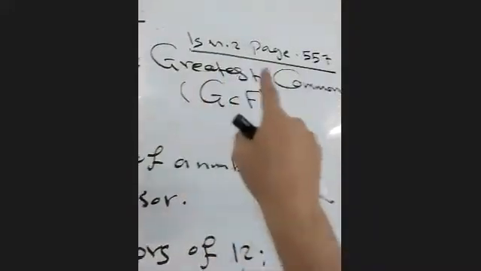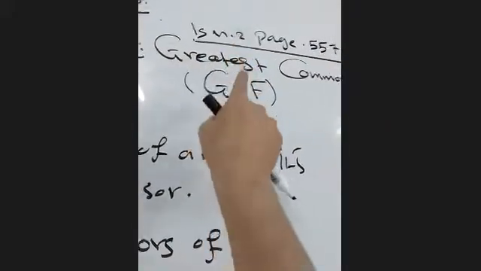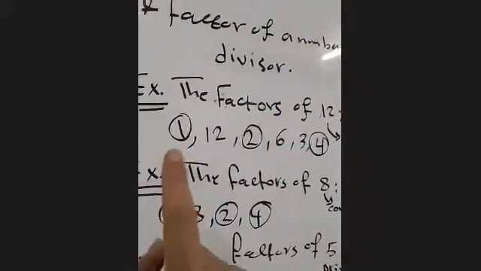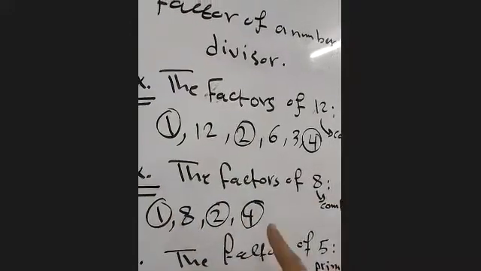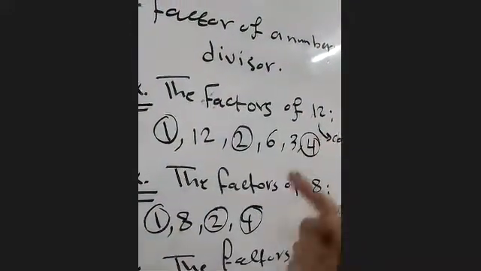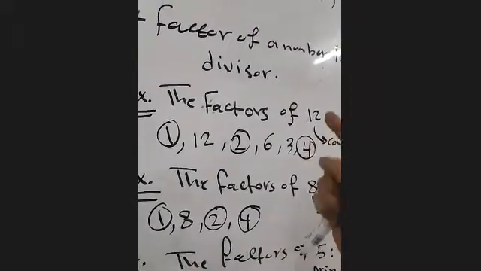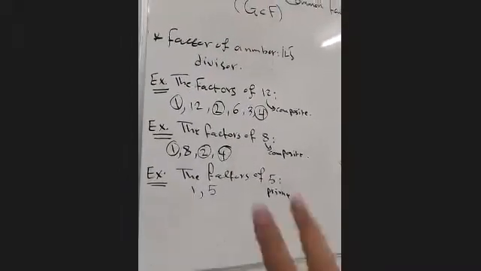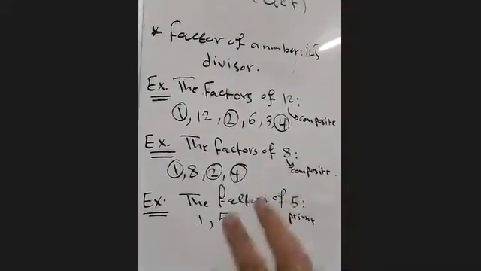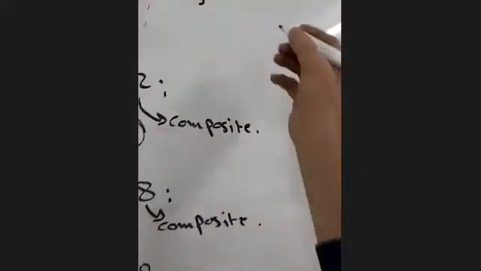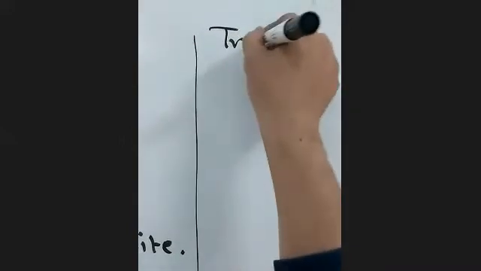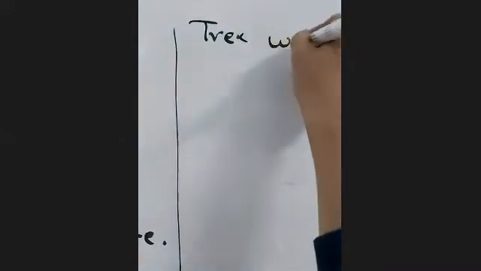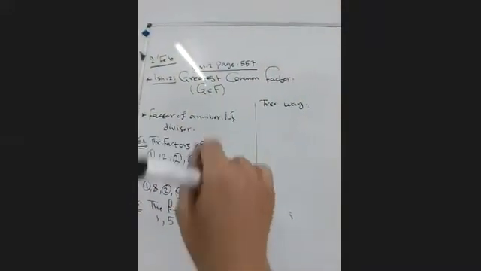Now the greatest common factor is the biggest of the common factors. We have 3 common factors: 1, 2, 4. The greatest of them is 4. So the greatest common factor between 12 and 8 is what? It is 4. Okay? Now, how do we find the greatest common factor? We will use a way we call the three-way. How do we use the three-way to find the GCF, the greatest common factor?